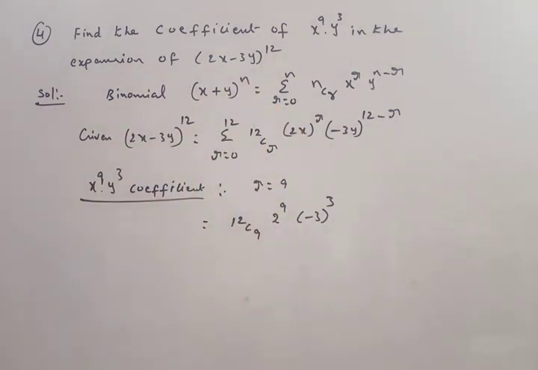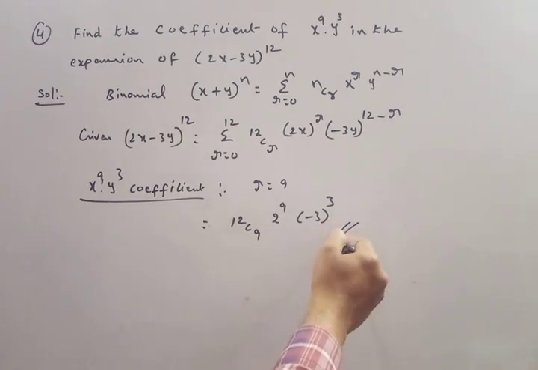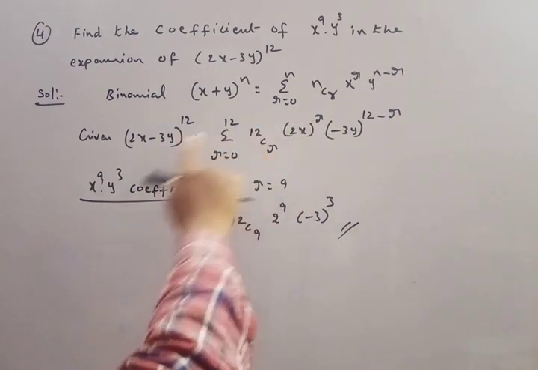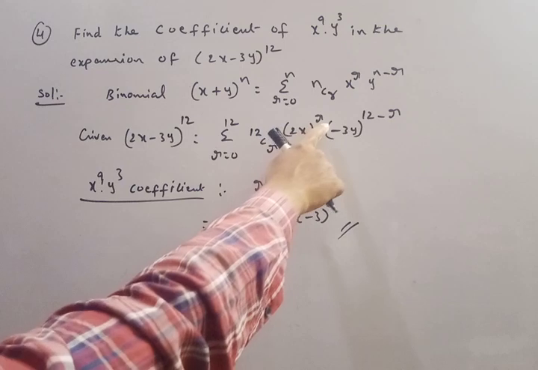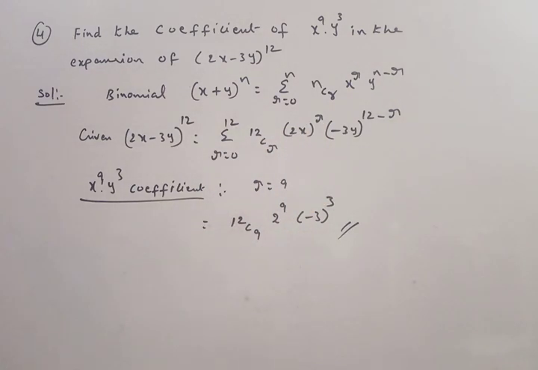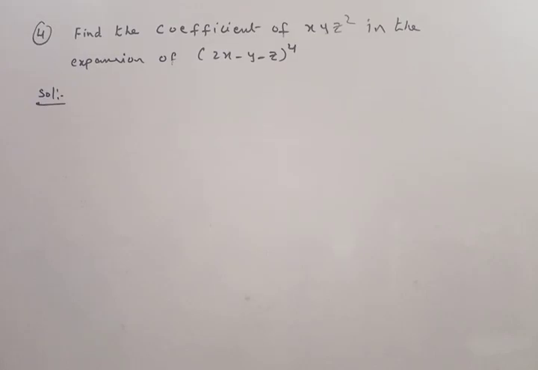So this is the coefficient of x power 9 into y cube in the expansion. Very small problem. See here, he gave it for 7 marks. Understand? Using the calculator, you can solve this answer. If he asks x power 10 into y square, that means r is equal to 10, you have to take. Understand? So this is the answer. Next problem. This is the problem on multinomial. So here 3 terms are there.